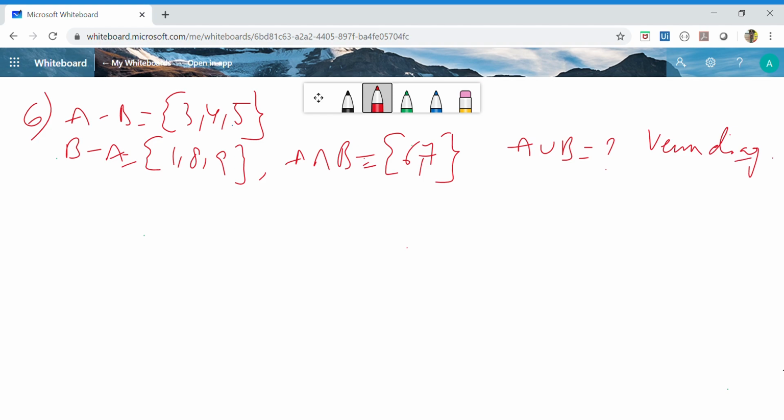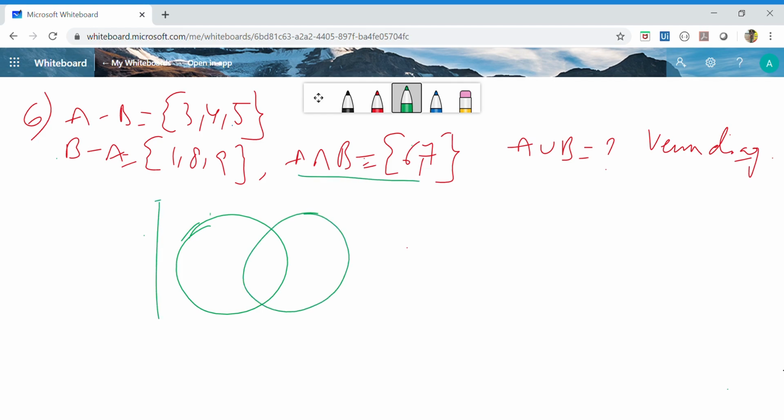So, you have to draw the Venn diagram. What type of sets these are? We don't know. A minus B, B minus A, and A intersection B are given. A intersection B is given, so they are joint sets. If A intersection B is a null set, then they are disjoint sets. So A intersection B is 6, 7. I have to mark the common part, that is the joint part, with 6, 7.